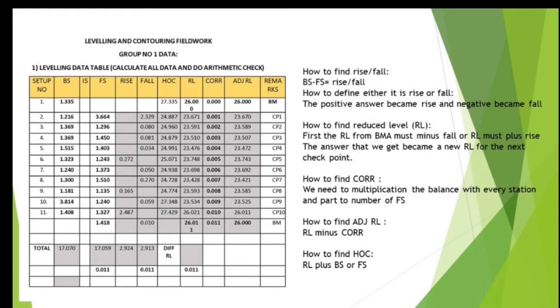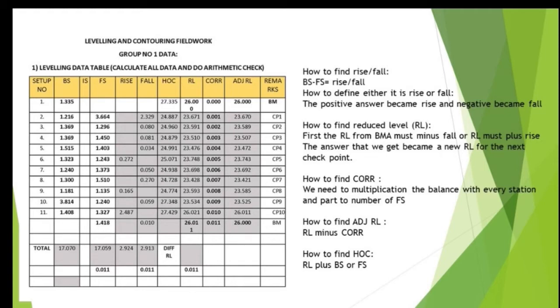Before we go for the correction, we will find the total and the difference between the totals. So the total of backside is 17.070. We will subtract it with the total of foreside which is 17.059. Then we got the answer 0.011. Then we go for the difference between the total of rise and fall. So the total of rise is 2.924 subtract with the total of fall 2.913, we got the same answer 0.011.